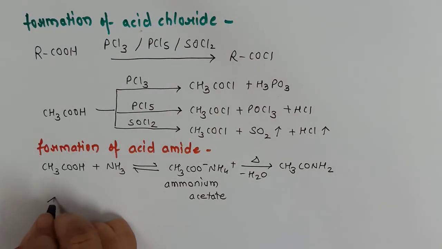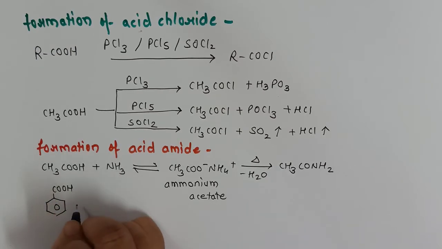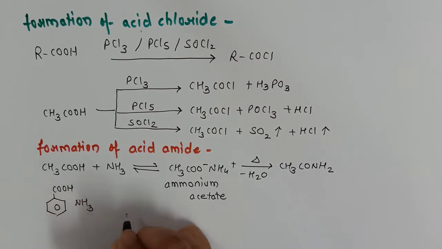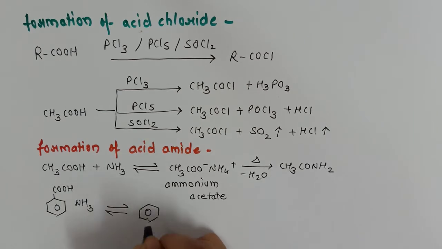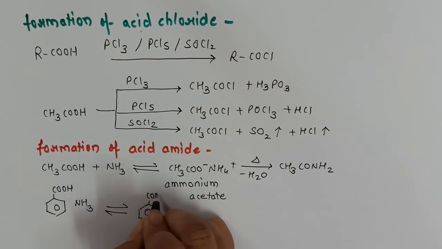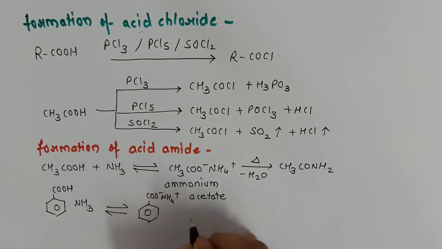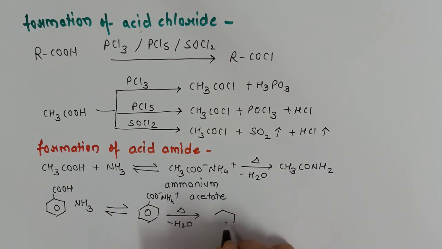Now the aromatic acids such as benzoic acid, when treated with ammonia, obviously first of all will give the intermediate ammonium benzoate, and this on heating loses a water molecule to give us benzamide.